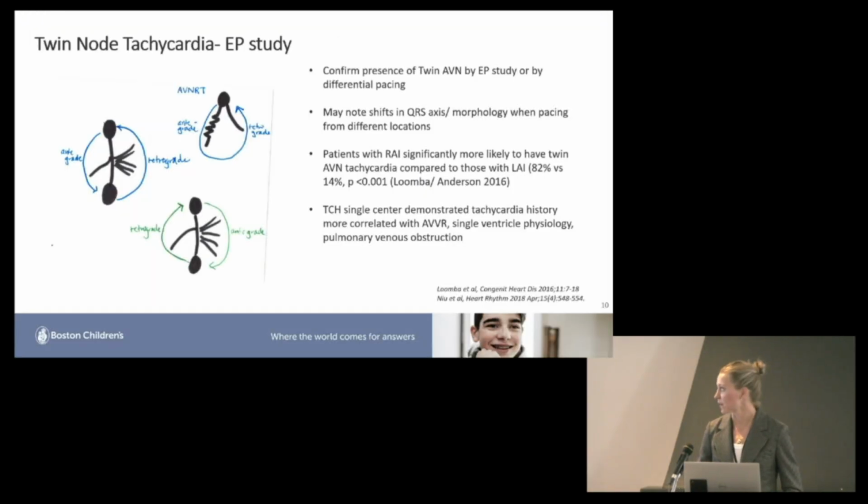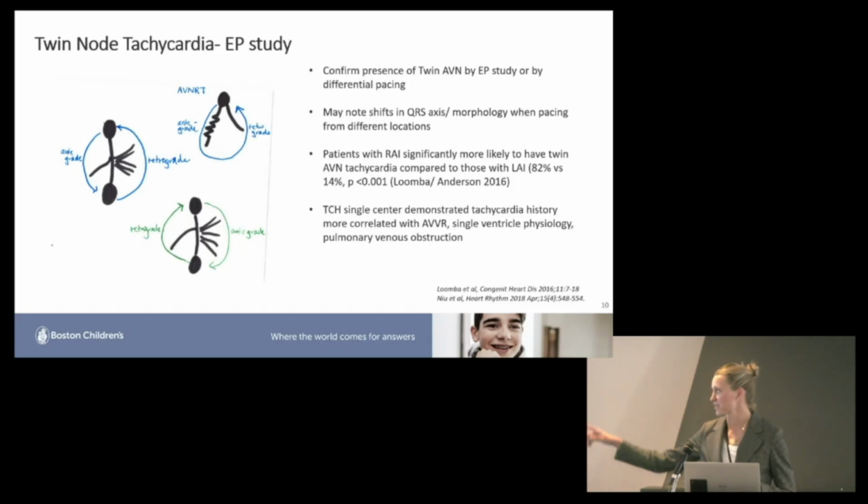And forgive the not very fancy drawings, but the terminology is very specific here, and sometimes it can be hard to visualize what's happening in twin node tachycardia, and people hear us talk about dual AV node physiology and twin node and how are those different.